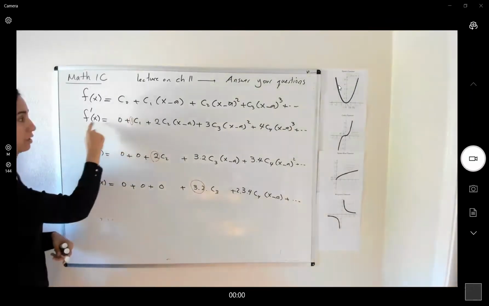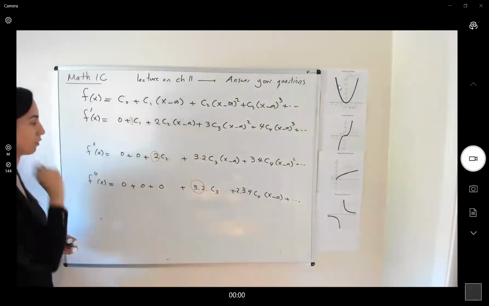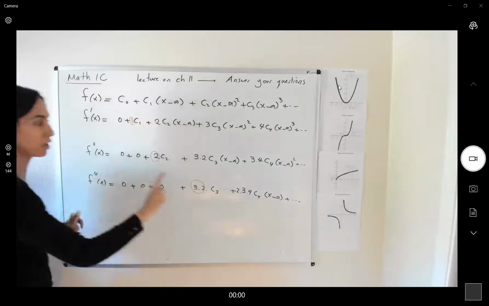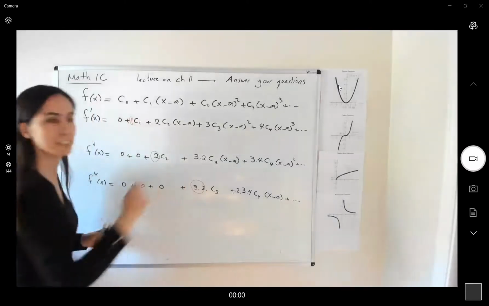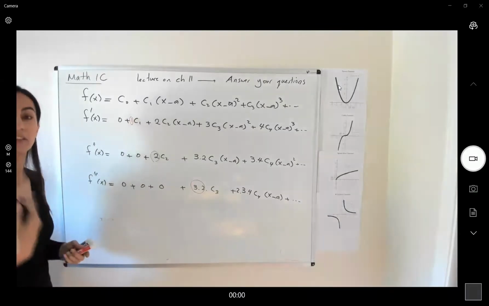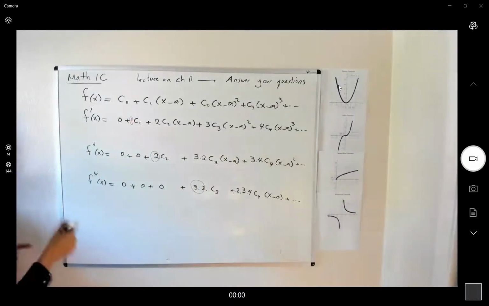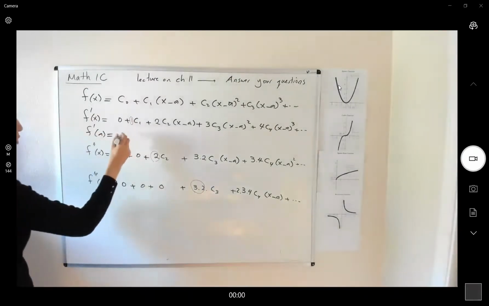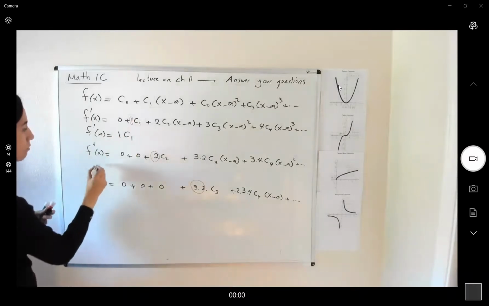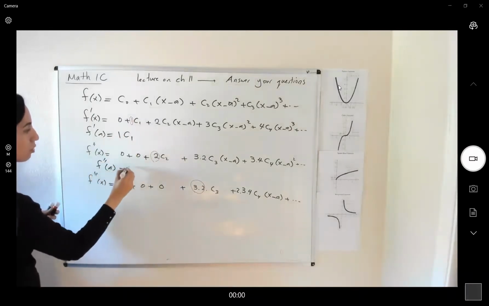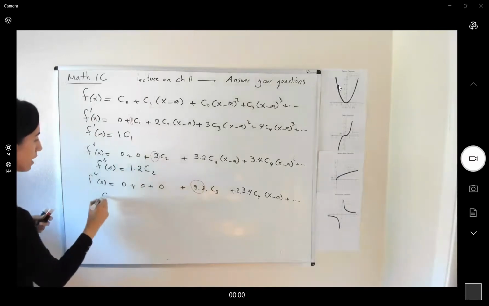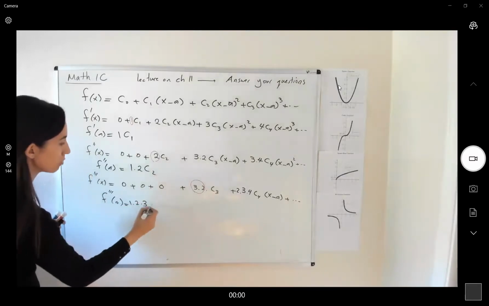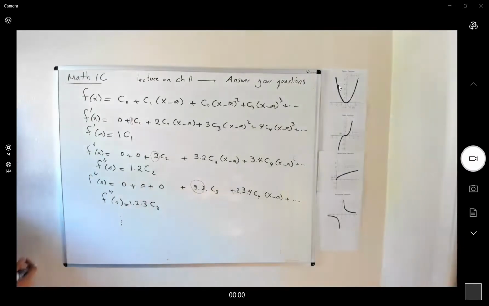The first derivative is 1 times c sub 1. The second derivative is 2 times c sub 2. The third derivative is 3 times 2 times c sub 3, and so on. There is a pattern here that you can simplify by substituting a. This is going to be 1 times c sub 1; f double prime at a is equal to 1 times 2 c sub 2, and the third derivative at a is going to be 1 times 2 times 3 c sub 3, and so on.